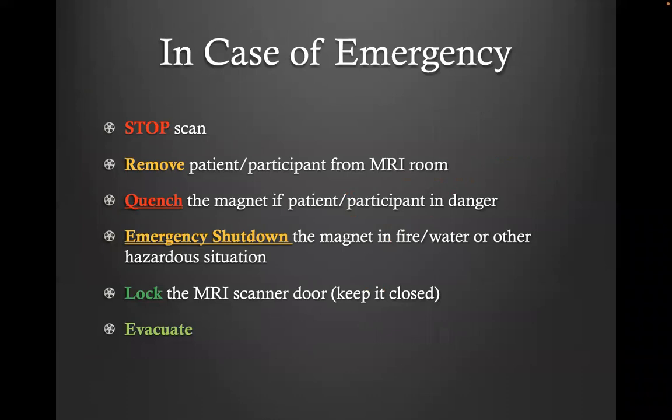Okay, so recap in terms of any emergency. The first thing is always to stop the scan. You want to remove the patient or participant or animals from your MRI room, and you quench the magnet only if the patient or participant is in danger. I doubt you need to quench the magnet if it's an animal. That's probably not worth it. Then you want to emergency shut down the magnet in case of fire, water, or other hazardous situation. Then you want to lock the MRI scanner door and keep it closed. Our doors are all keypad access now, so that's actually a lot better. And then you want to evacuate.